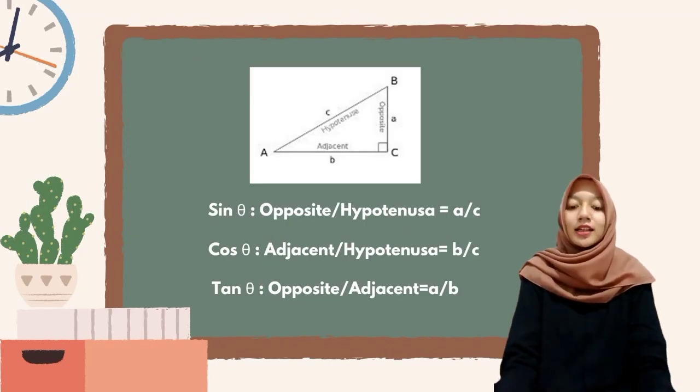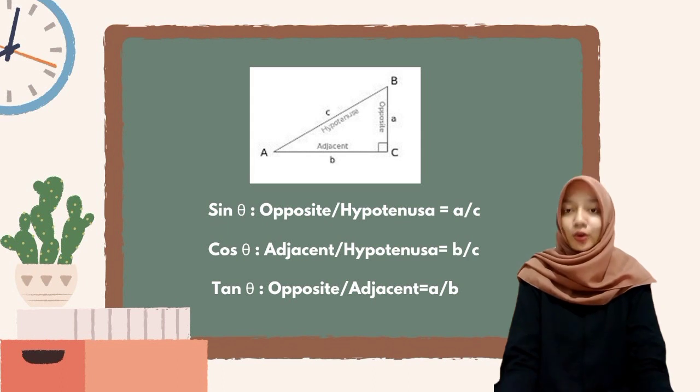The next is the sine, cosine, or tangent rule. First, sin theta has the formula opposite divided by hypotenuse equals A divided by C. Second, cos theta equals adjacent divided by hypotenuse equals B divided by C. Third, tan theta equals opposite divided by adjacent equals A divided by B.